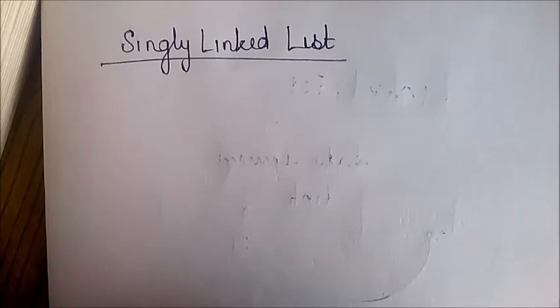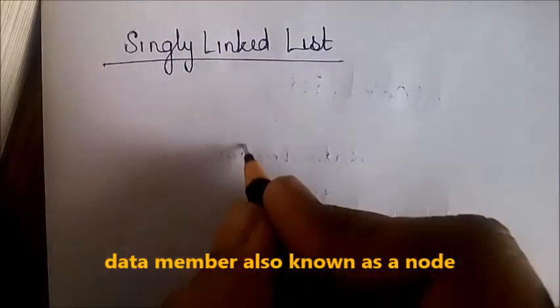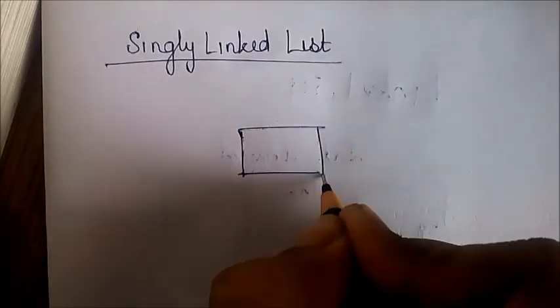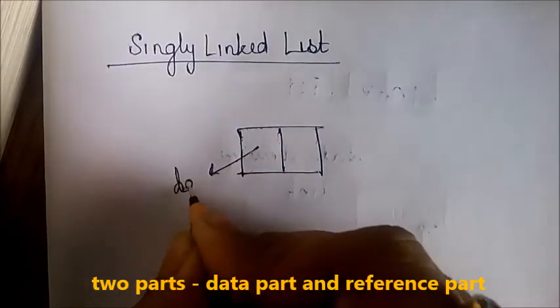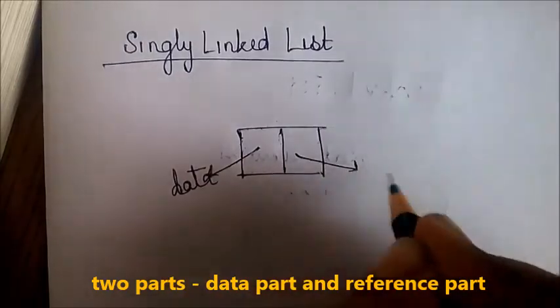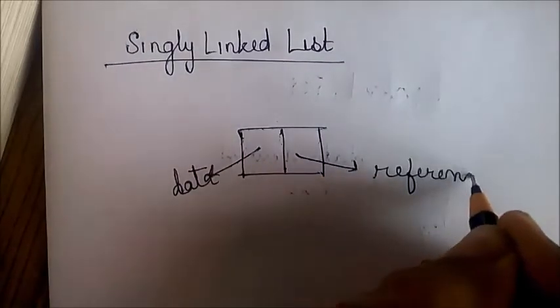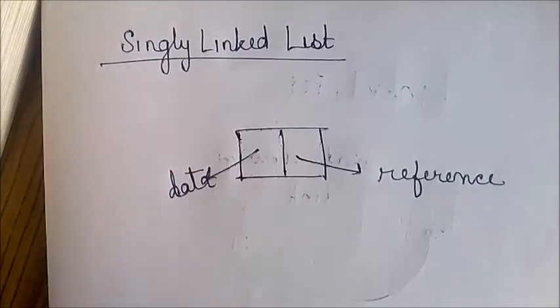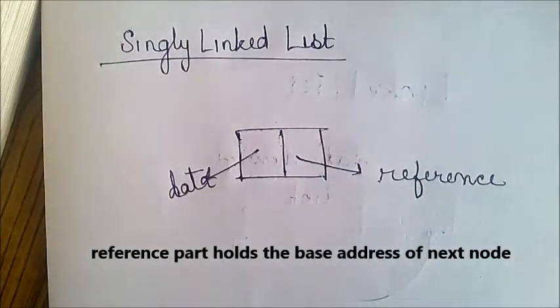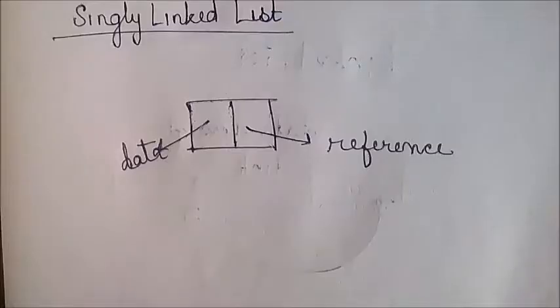In a singly linked list, each data member, also known as a node, contains two parts. The first part is called the data part. The second part is called the reference part. The data part basically contains the information and the reference part contains the link to the next node. Technically, you can say that the reference part contains the address of the next node. Apart from the data and reference part, a linked list consists of a pointer which points to the base address of the first node, also known as the head.